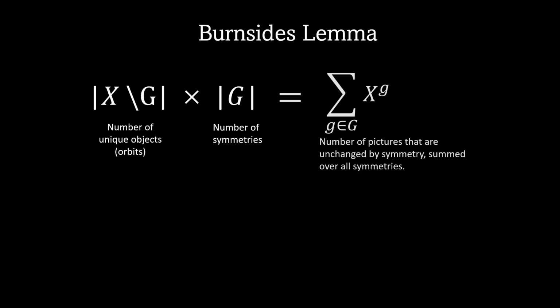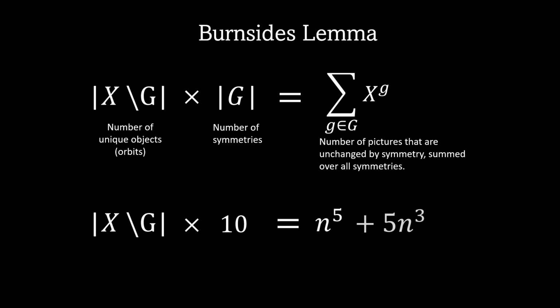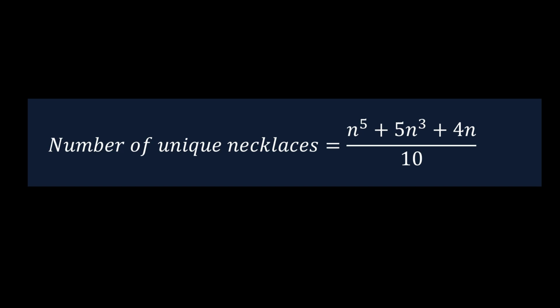For example, we had the group D5, which had 10 group elements. We saw that there are n to the 5 pictures that remain the same under the identity element. There are n cubed mirror symmetric pictures for the vertical axis, and we have 5 mirroring lines which we can flip pictures about. And for the 4 rotations, there are n pictures that are conserved under the rotation. So, applying the lemma gives the same answer as before, namely n to the 5 plus 5n cubed plus 4n all divided by 10.